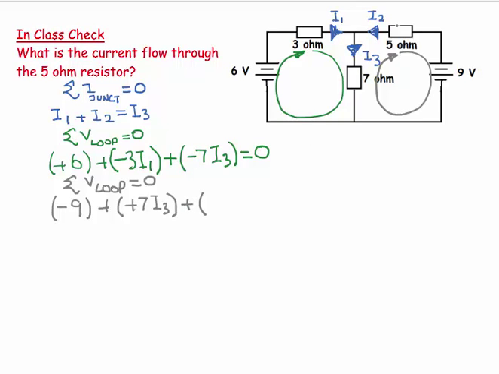And let's look at this 5 ohm resistor. Again, it's a potential difference, and the potential difference is IR. In this part of the circuit, the current is I2, and the resistance is 5, so let's put down 5I2. And again, let's look at the directions. The current is flowing to the left, but the loop is going to the right. Opposite directions means a positive, equals 0.